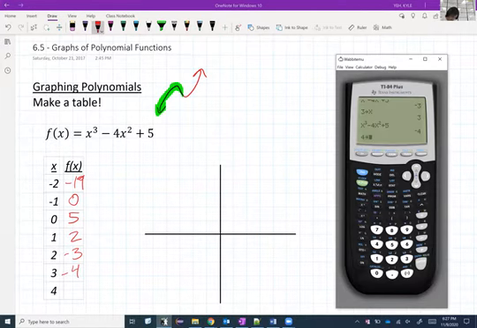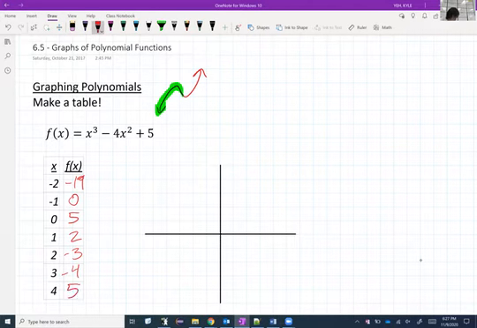If I plug 4 in, I'm all the way back up to 5. And so I was going down, down, down, and then I started going back up again. And now I know I have the full shape of this graph, if you will. I know that it needed to go up, down, up, and I found some points that illustrated that.